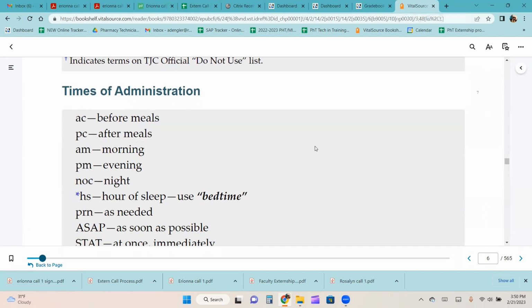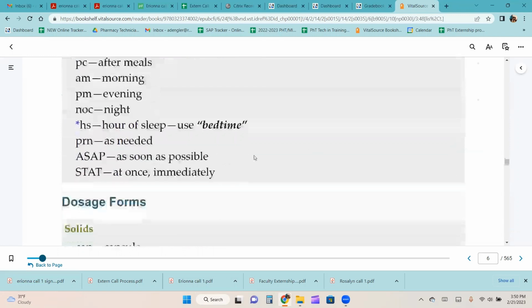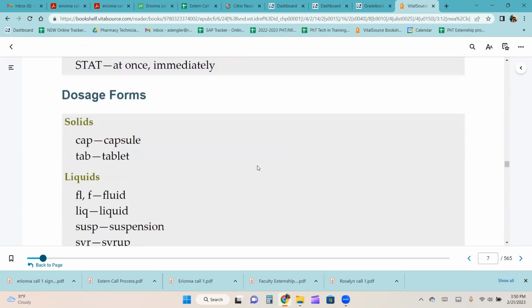Some abbreviations and SIG codes for times of administration. AC means before meals, PC means after meals, AM means morning, PM means evening, NOC means night, HS means bedtime. ASAP means as soon as possible, and STAT means at once, immediately.